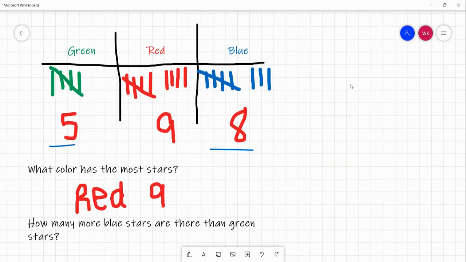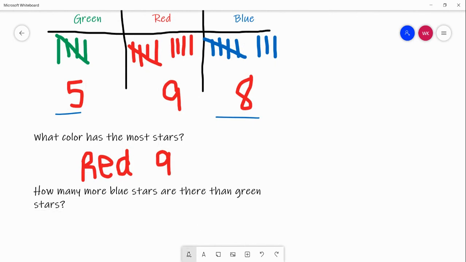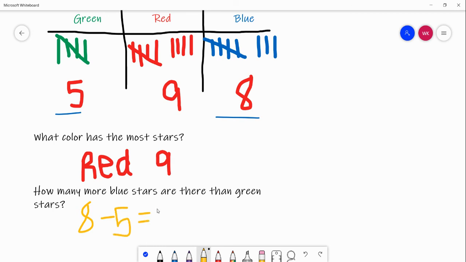You could also do that by looking at the tally chart, and you could do 8 minus 5 equals 3. And we also figure that out by looking at the data or the picture. All right, so you could also see that too. You can see this is a group of 5, this is a group of 5, and then there's 3 left over right here. So there are 3 more blue stars than green stars in this problem.